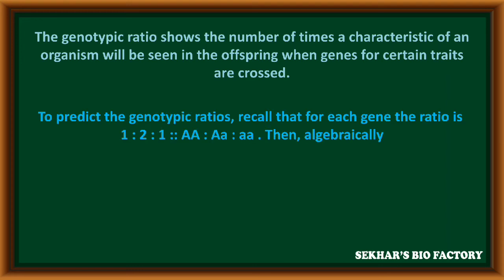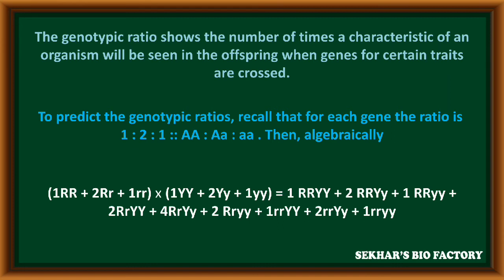To predict the genotypic ratio, just recall the monohybrid cross genotypic ratio. For each gene, the ratio is equal to 1 is to 2 is to 1. In this, 1 is equal to capital A, 2 is equal to capital A small a, 1 is equal to small a, then it can be calculated algebraically. It is converted to the dihybrid cross genotypic ratio.